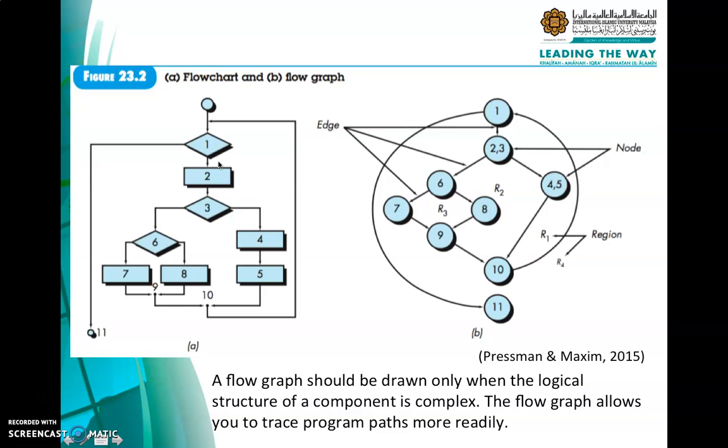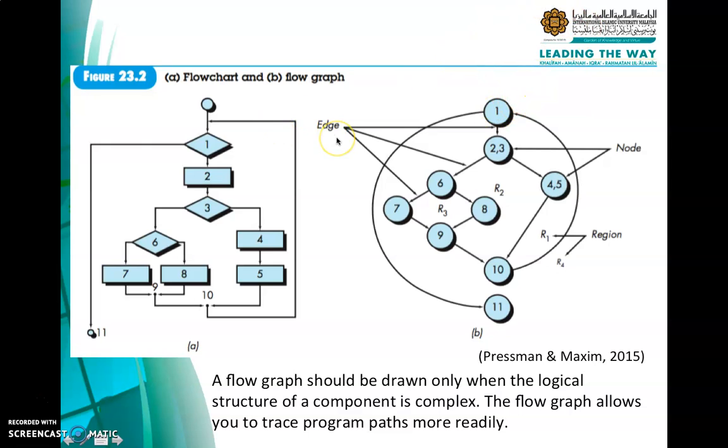And then in a flow graph, we simplify the representation. So a flow graph should be drawn only when the logical structure of a component is complex. For example, as you can see here, it has only nodes, the circles here are the nodes, and then there are numbers inside the nodes that represent the statements. For example, here statements 2 and 3 have been combined into one single node.